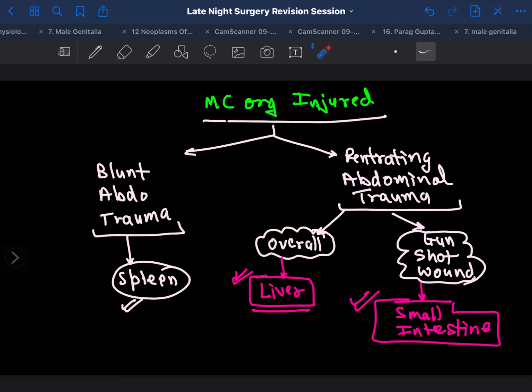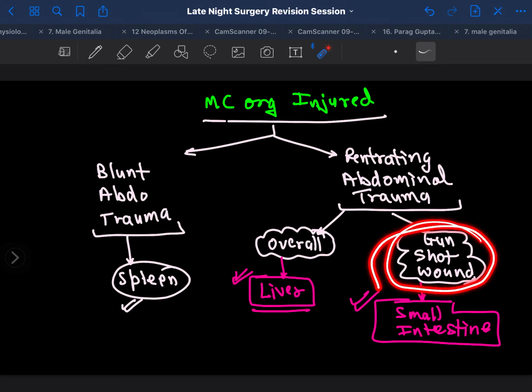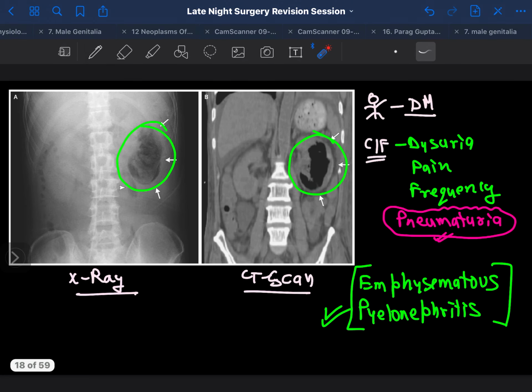Then I told you this is very, very important. For blunt abdominal trauma, the most common organ injured is the spleen. Many students get confused over here. In penetrating abdominal trauma, overall, the most common organ injured is the liver. It is not the intestine, guys. If they specifically mention a gunshot wound, then your answer will be small intestine, but otherwise it is the liver.